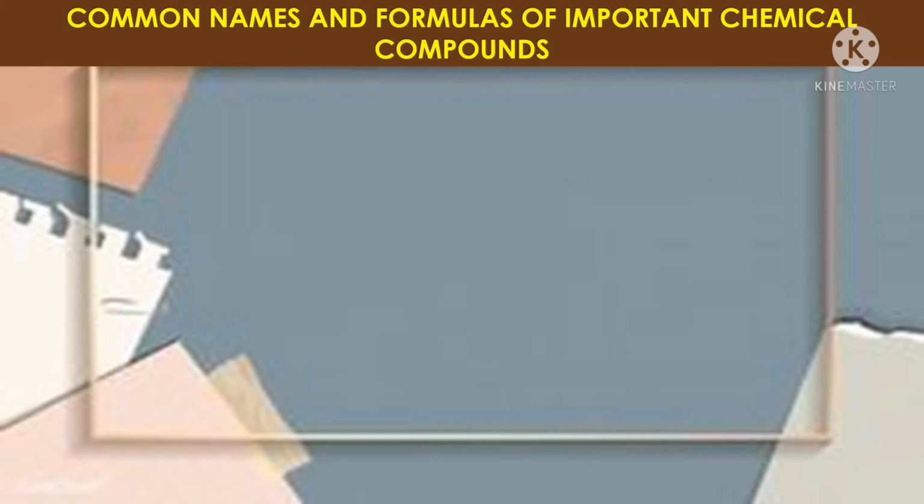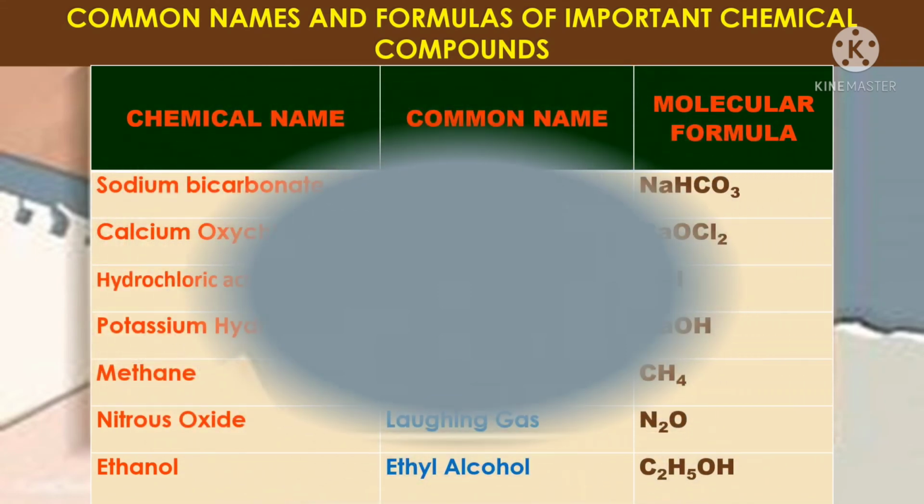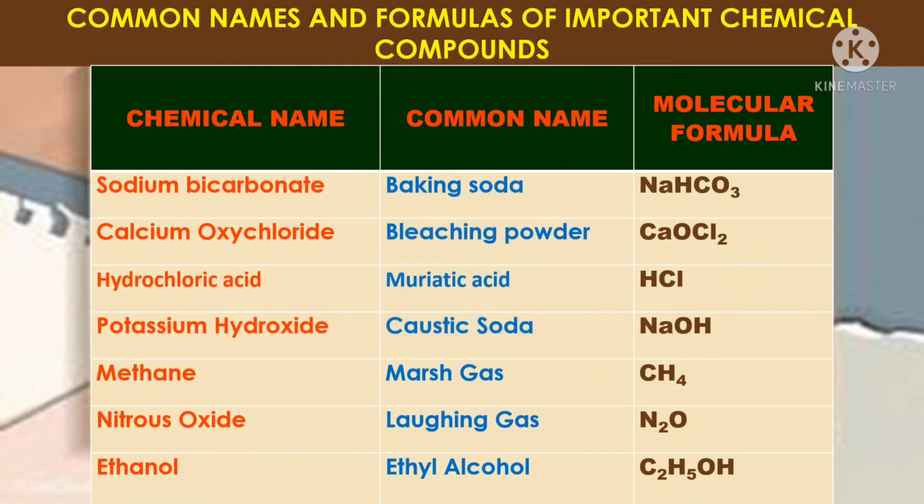I'm sharing you a list of some common chemical compounds with their chemical names, trade names, as well as their chemical formula, which you might have encountered on different commercial products that you might be using every day. Let's start with sodium bicarbonate, also known as baking soda. Its molecular formula is NaHCO3. It is a quick-acting antacid used to treat heartburn, indigestion, and upset stomach.